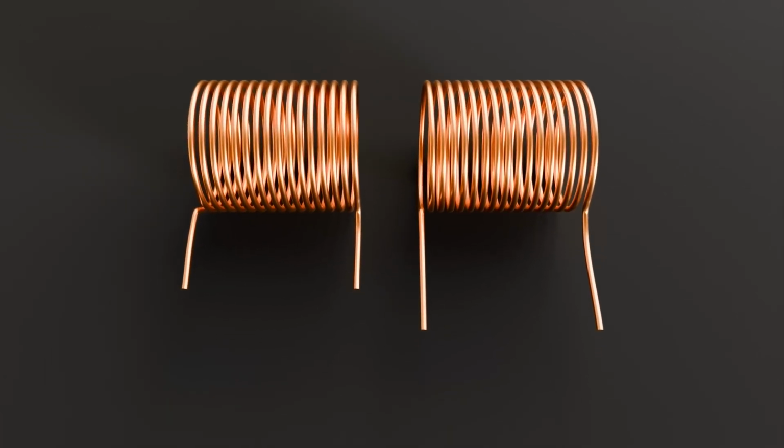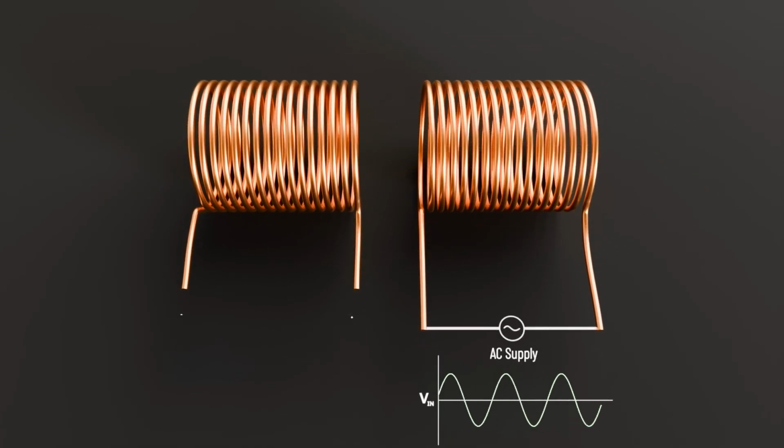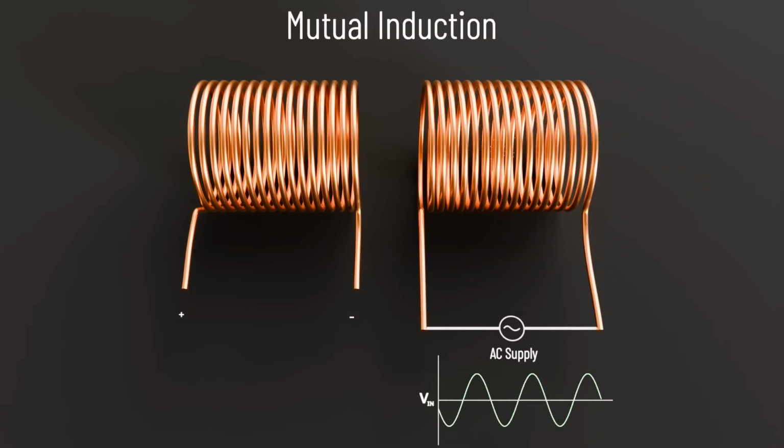Now, instead of a DC supply, if we feed an AC supply to this coil, an alternating magnetic field is formed. This varying magnetic field creates a change in the magnetic flux of the first coil, and hence, a voltage is induced in the first coil. This is called mutual induction, and it is the working principle of a transformer.